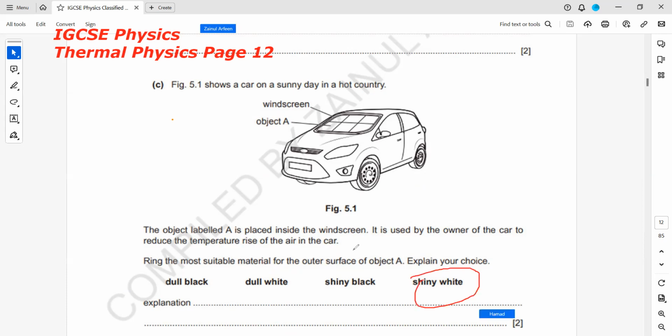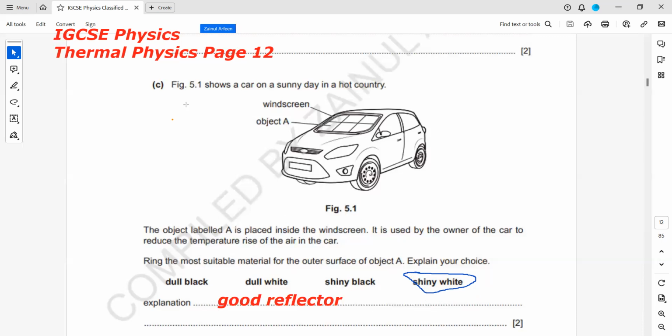So what should it be? Yeah, that's right. So it should be shiny white. And the reason for having a shiny white, the explanation, is because shiny white surfaces are good reflectors. So it's a good reflector, so it will reflect most of the heat energy. As a result, the temperature of the air inside stays lower.